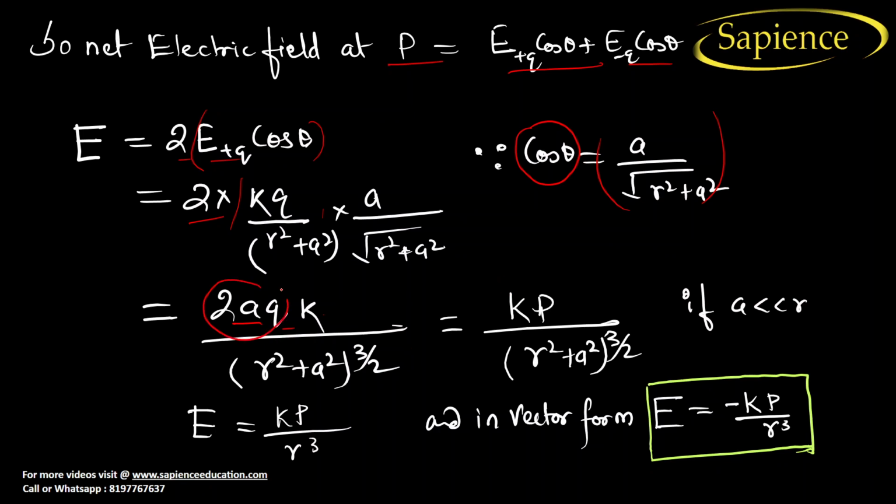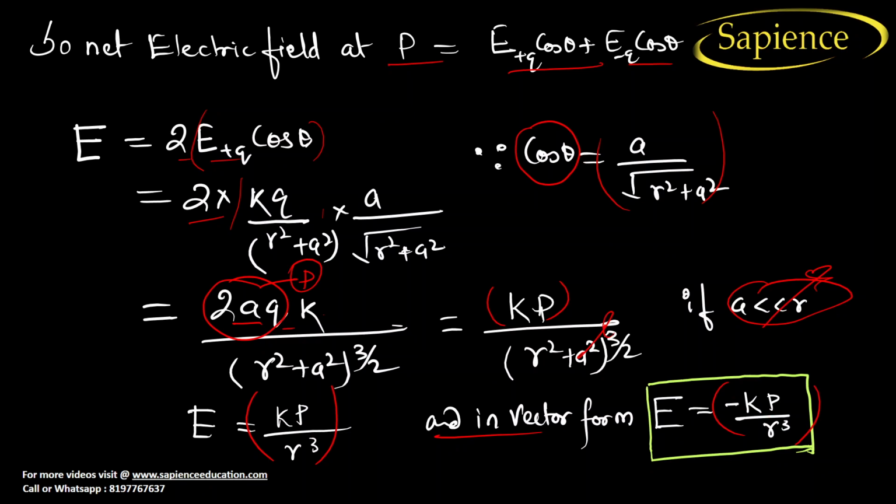Now 2aq, we have already known, is your dipole moment. So this is kp by r square plus a square to the power 3 by 2. Now if a is very small, then what will happen? We can ignore this a, so we will get kp by r cube. And in vector form, it is minus kp by r cube.